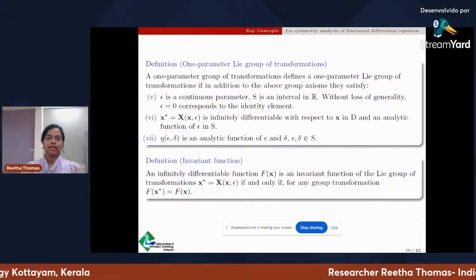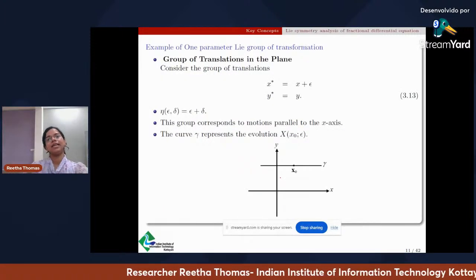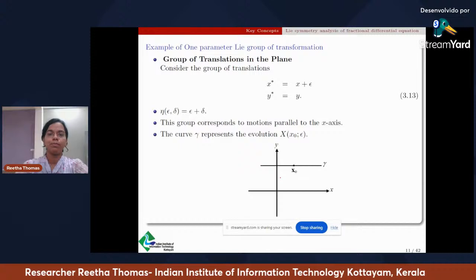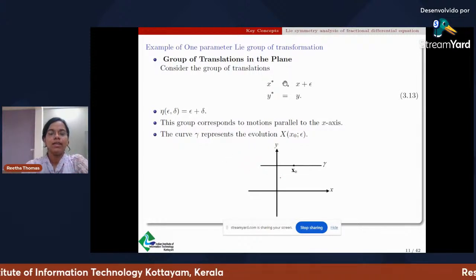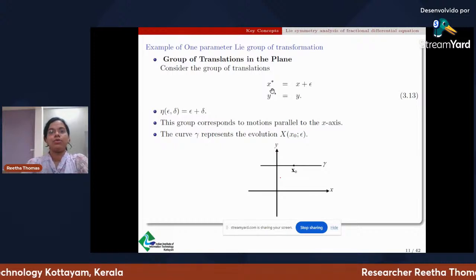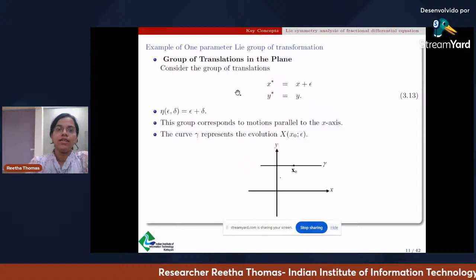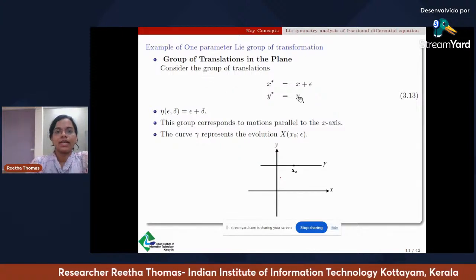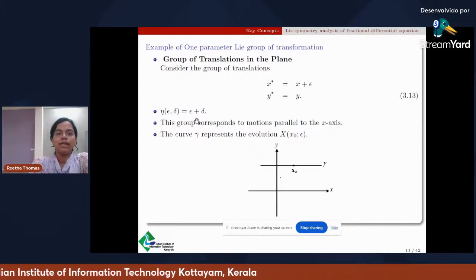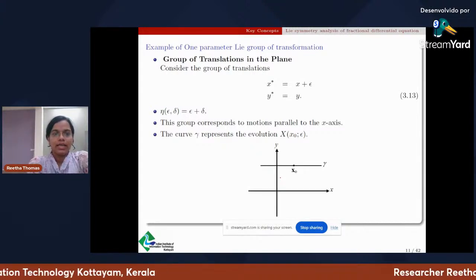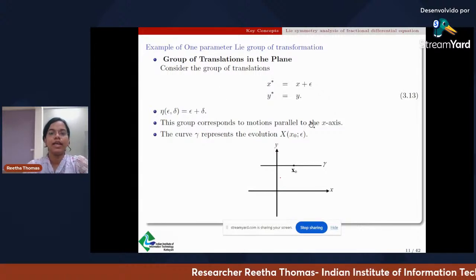This idea is extended to the differential equation case, and we can easily understand what a one parameter Lie group of transformation is using this example. The group of translations in a plane can be represented as x star equal to x plus epsilon, and y star equal to y. In the plane, this is the group of translations, with identity epsilon equal to 0, which satisfies all the seven properties in the previous slides, and can be represented as motions parallel to the x-axis.